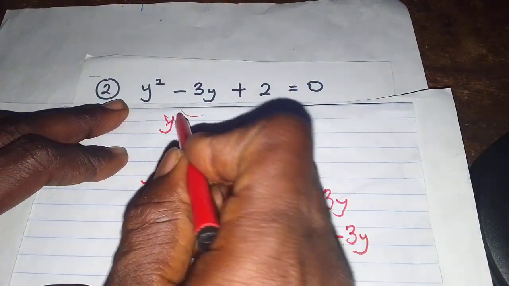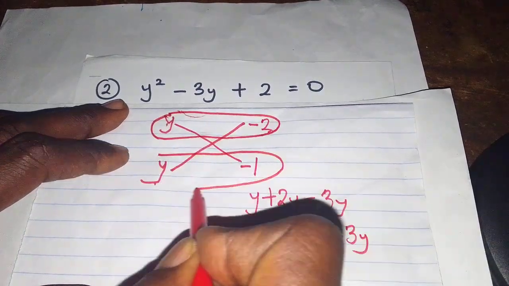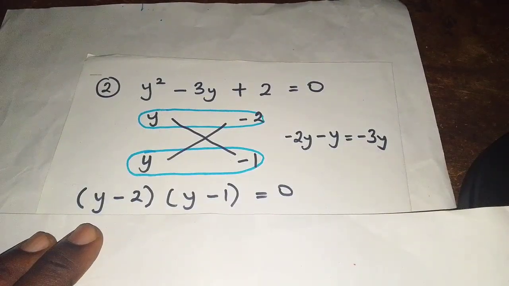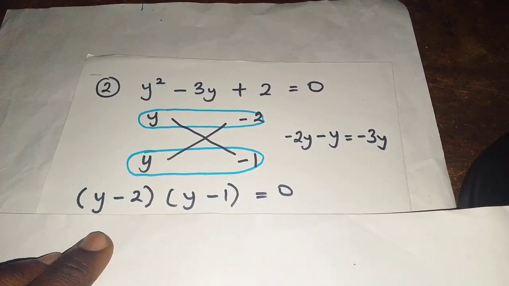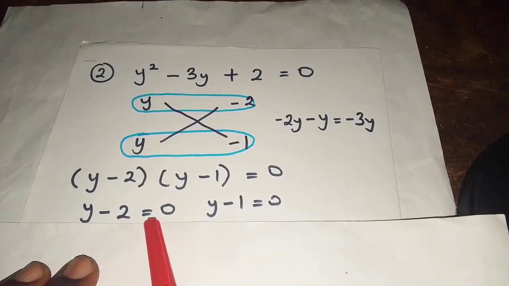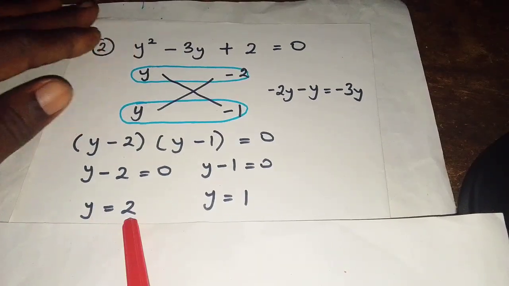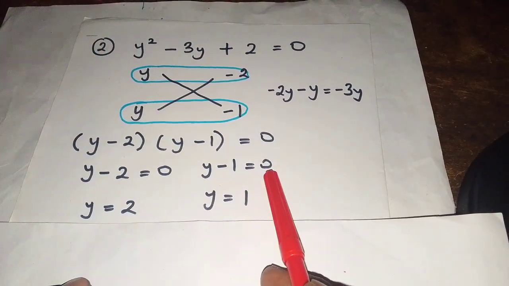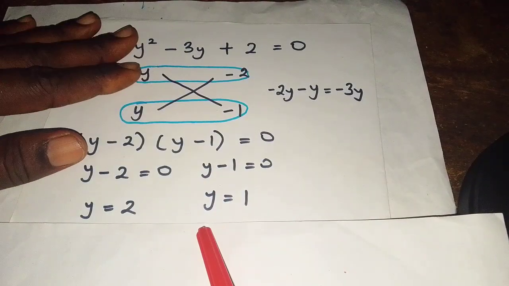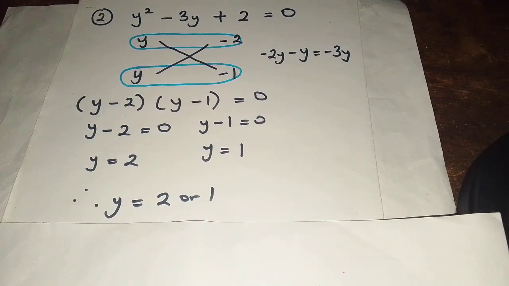So when you are writing the factors, it will be what? We will now write it as y minus 2 and y minus 1 is equal to 0. So that is what we have here. Here, you are going to solve each of them. Y minus 2 is equal to 0. Y minus 2 crosses the equality sign. It will now turn to what? Plus 2. Then y minus 1 is equal to 0. Y minus 1 crosses the equality sign, now turn to plus 1. So that means your y should be equal to 2 or plus 1.